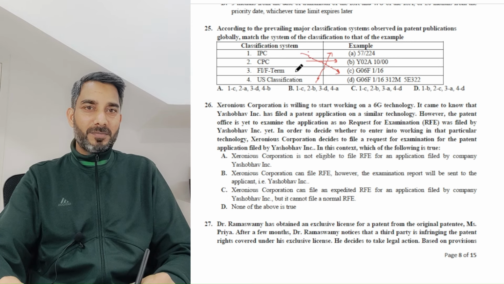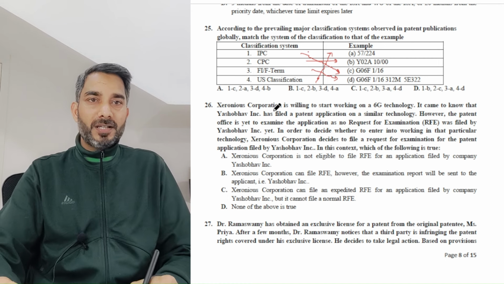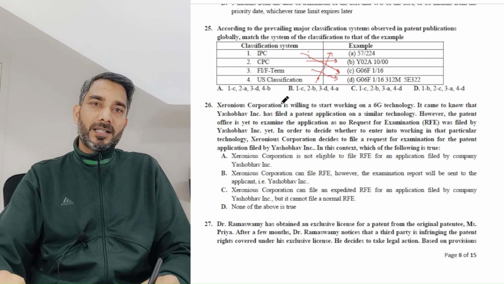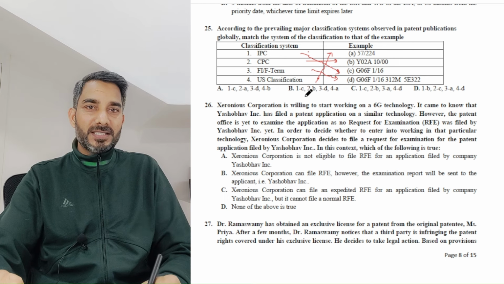Now this FI term is Japanese classification. This is a bigger one, 3-4 terms, so bigger one. Let's match it. One IPC is G06, which is C. 1C, 1C, 1C. Okay, many 1Cs are there. And CPC is B. 1C, 2B. Okay, 1C, 2B, and US classification is A.